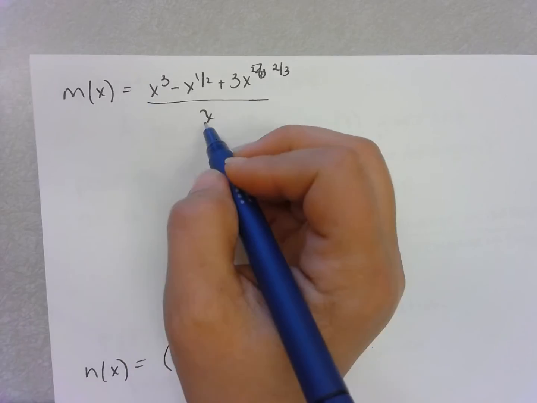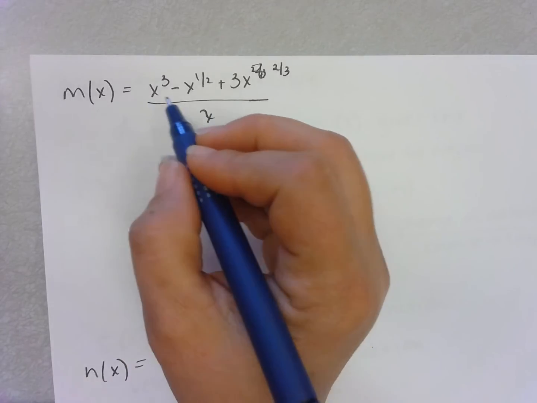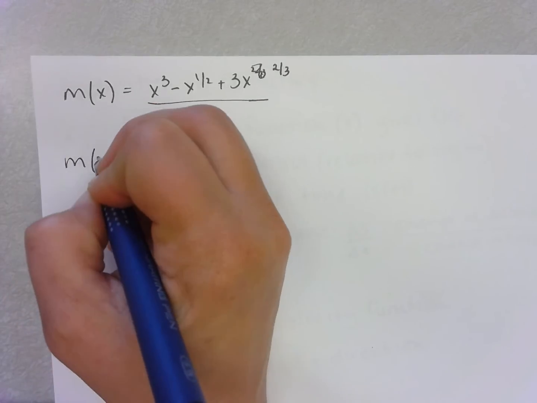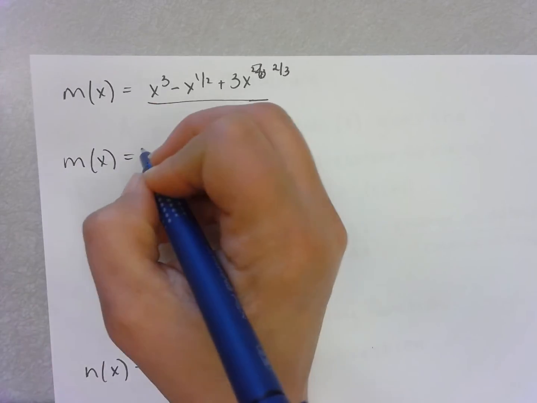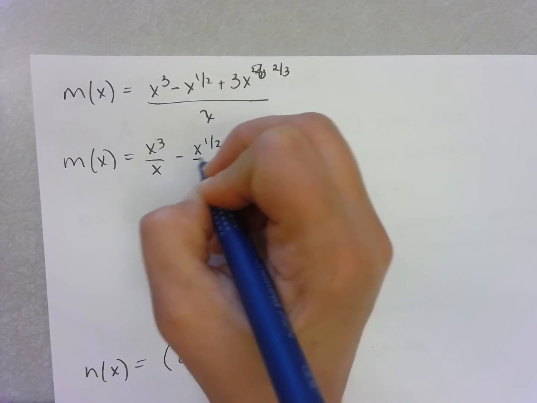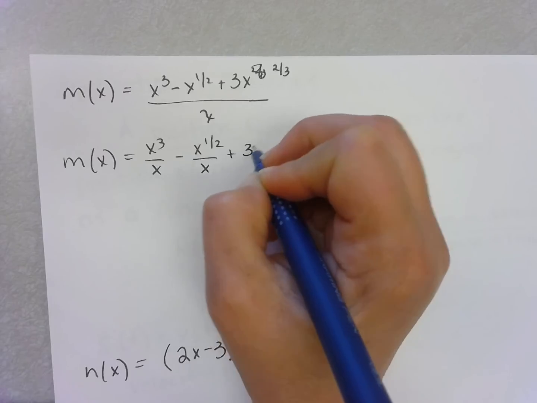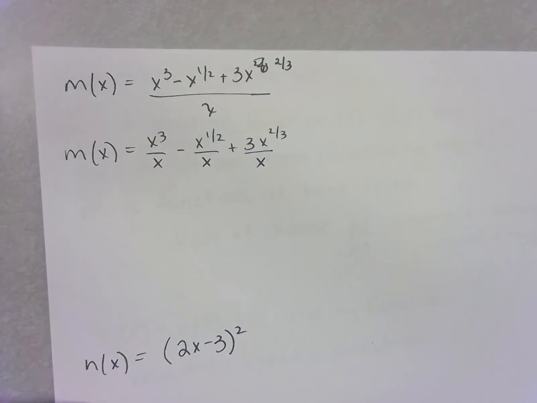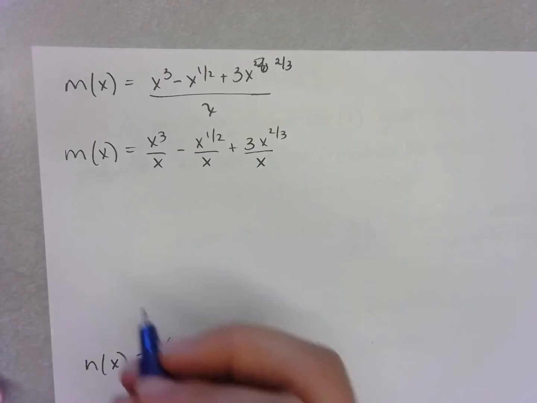When I have one thing in the denominator like this, I can write each one of these things as a separate term over it. So I'm going to rewrite m as x cubed over x minus x to the 1 half over x plus 3x to the 2/3 over x. And now I'm going to simplify each one of these.